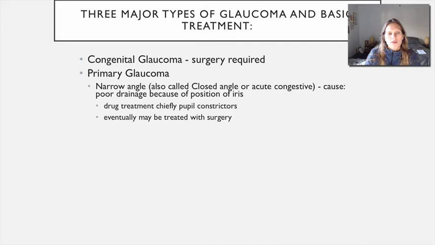So the main treatment for this particular type of glaucoma is pupil constrictors, because if you constrict the pupil, it's going to pull the iris away from the canal of Schlemm.